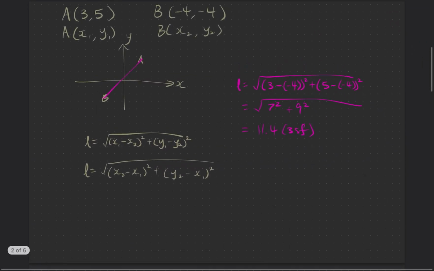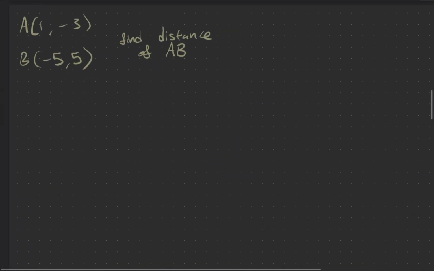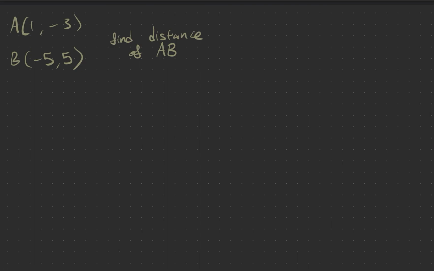Yes? Alright. If you got this part done, let's move on to a practice question. Over here, we've got now 2 points. We've got A with the coordinates 1, negative 3, and B with the coordinates negative 5, 5. So we need to find the distance of AB. Pretty easy. Just use that formula we just learned.